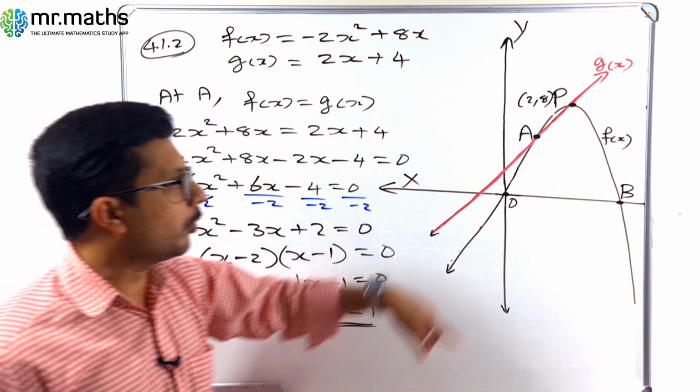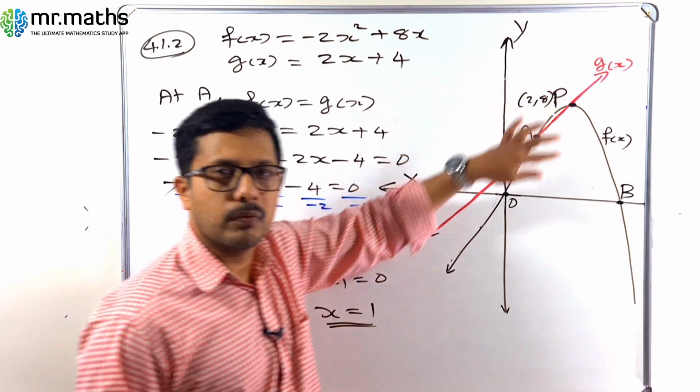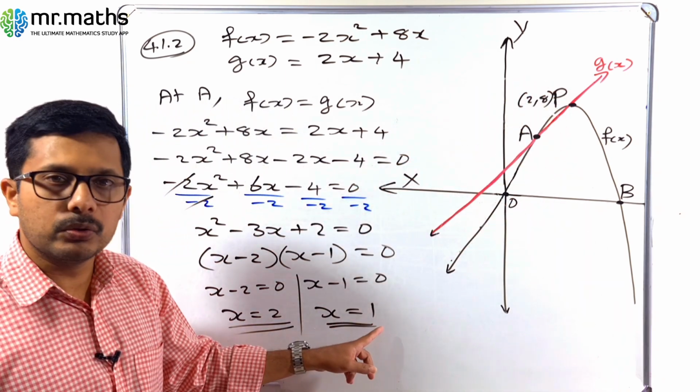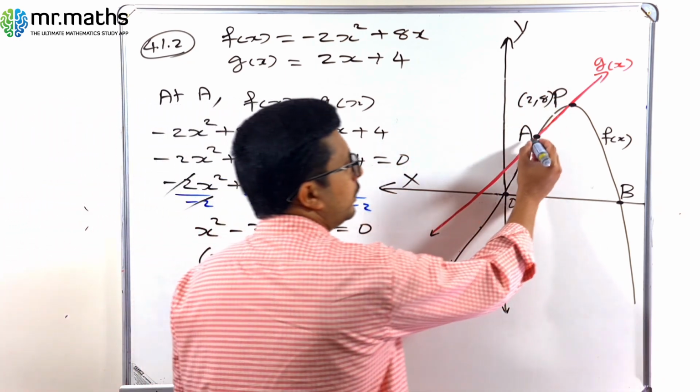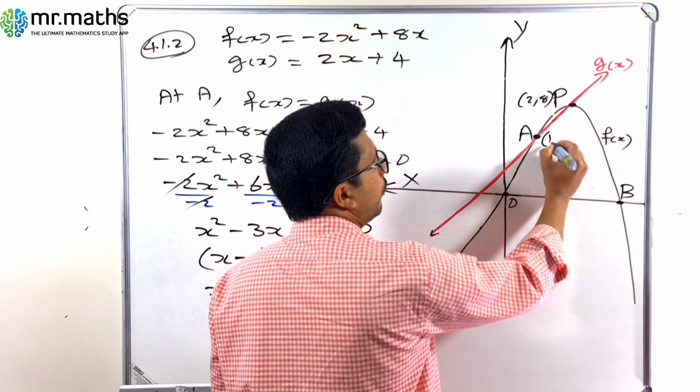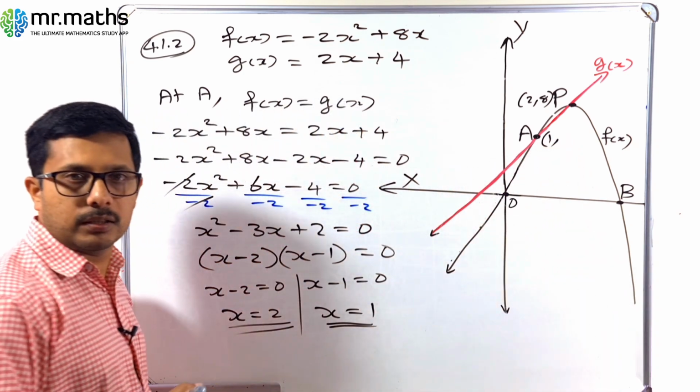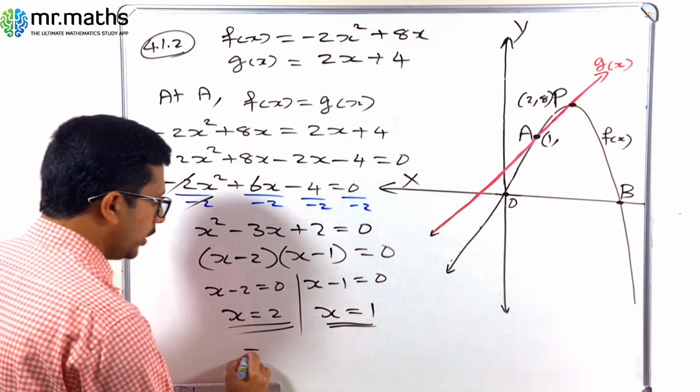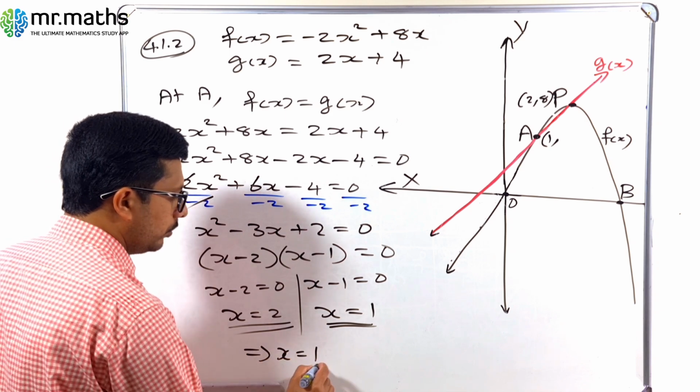Okay. So another point of intersection is this one. So what is that one? X is equal to 1. So it means that at this point the value of x is 1. So it implies that the value of x is equal to 1.